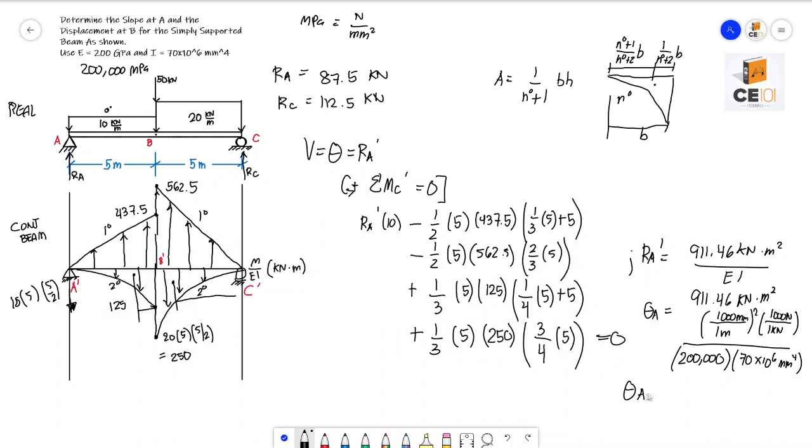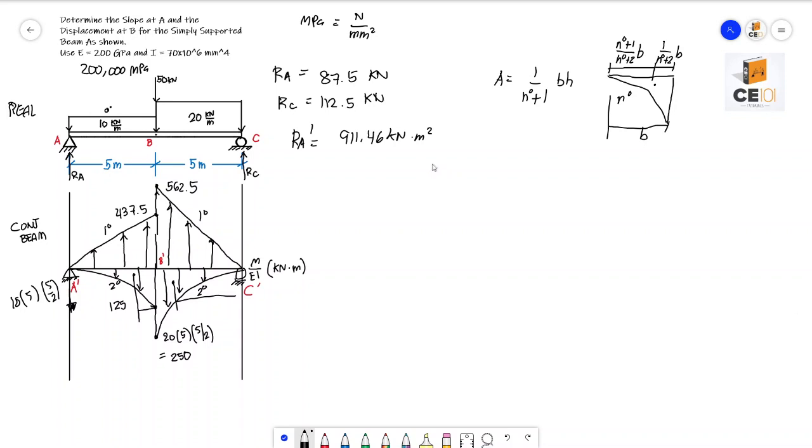Tapos yung slope at A natin will be 0.0651 rad. So ito yung magiging answer natin sa first question natin. So burahin lang natin to lahat, then kunin na natin yung displacement at B.